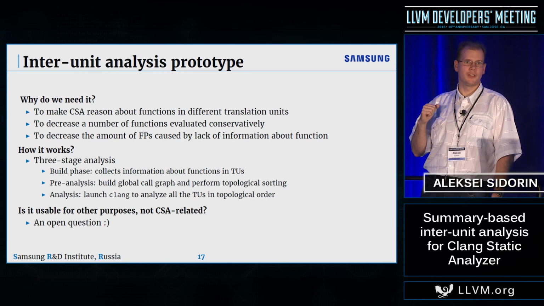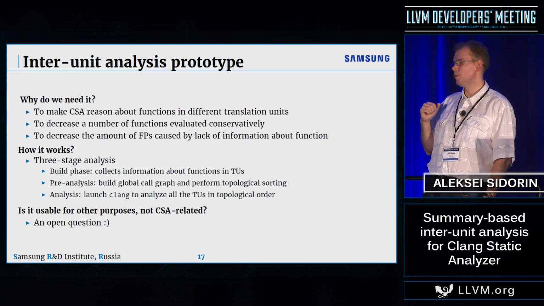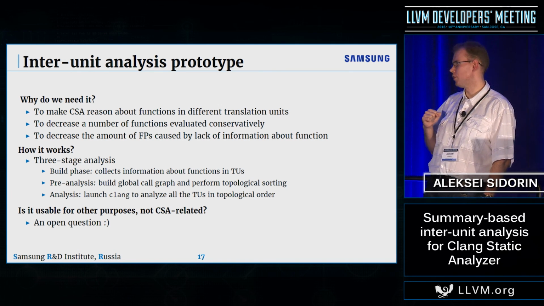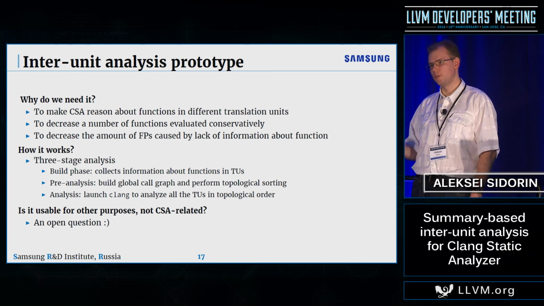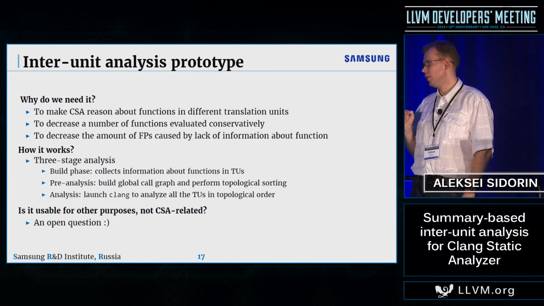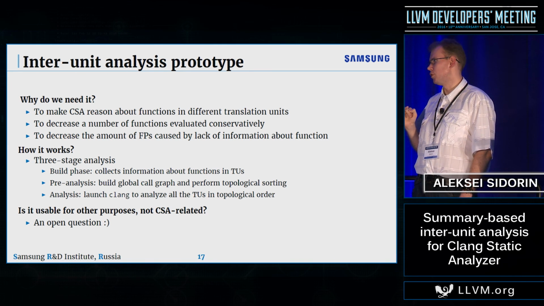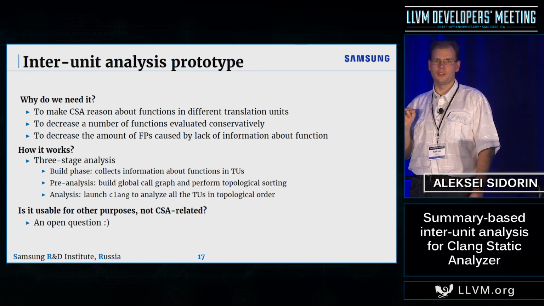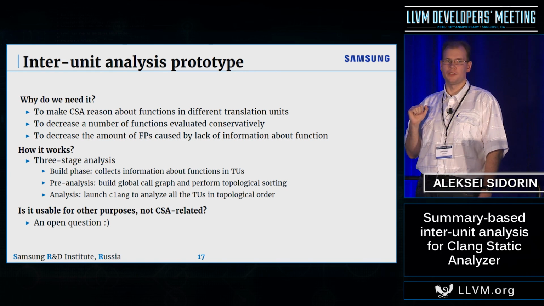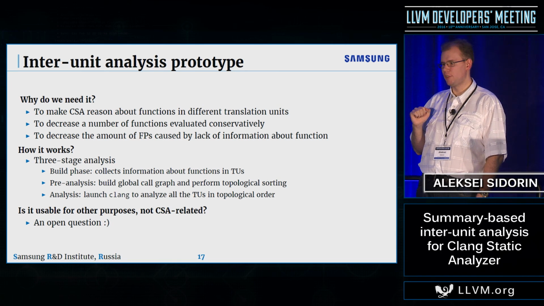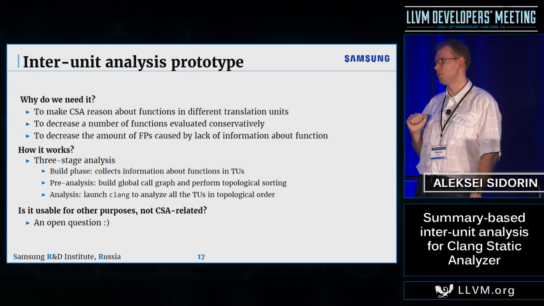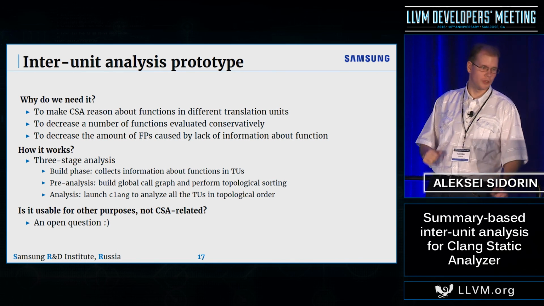Being a source-based analyzer, CSA needs some special techniques to implement inter-unit analysis. Finally, we came up with a scheme including a 3-stage analysis, with the build stage, pre-analysis stage, and the analysis stage, with the AST merging approach. We are not sure if this approach is suitable for other applications, but from time to time I see messages in cfe-dev where the authors want to perform whole program analysis on the source level, so it may be a nice starting point.